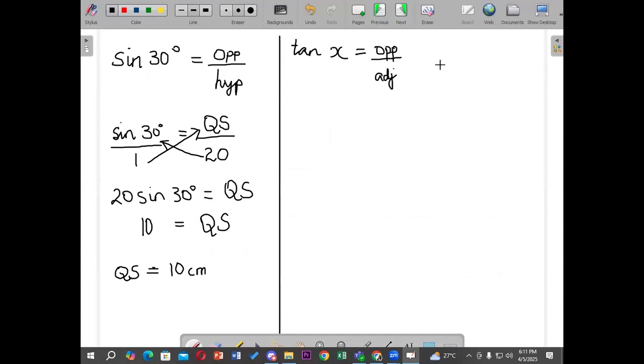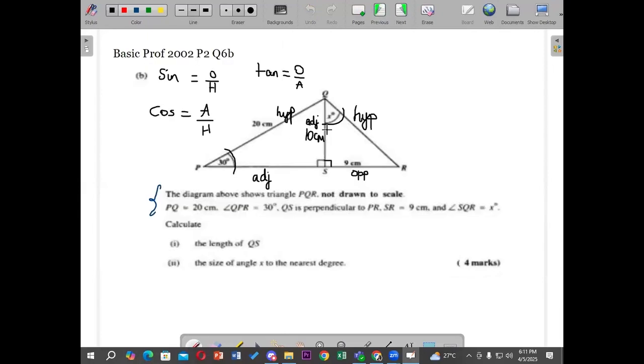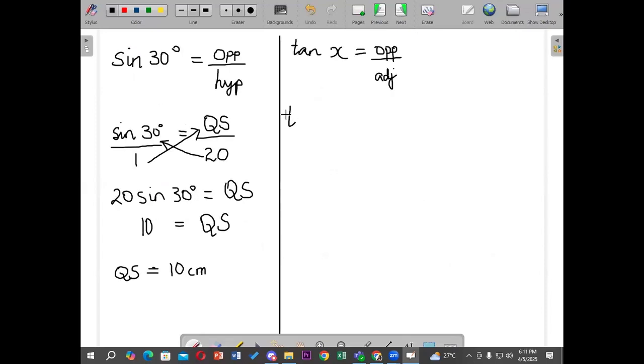tan is equal to opposite over adjacent. It makes sense. All right. So tangent, the opposite side in this case is the 9 centimeter side, which is SR. So we're going to put tan x is equal to 9 centimeters.